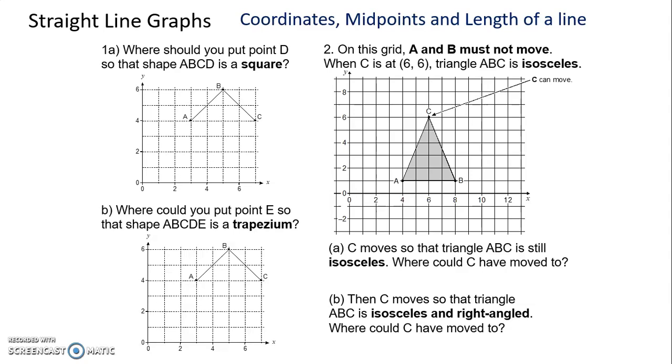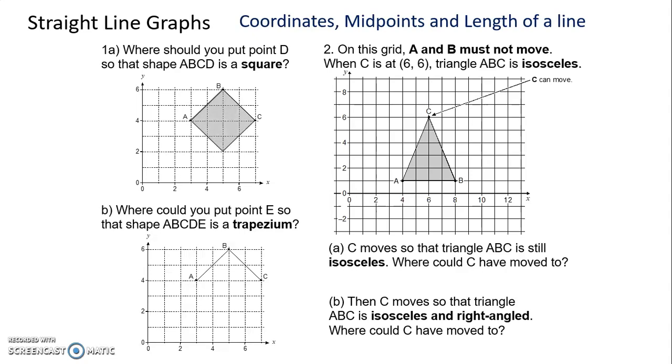Okay, so let's go through these then. So 1A, where would you put point B so that you had a square? That needs to be right here at the point 5, 2. There's only one option here, and people often forget that a square is still a square even when it's tilted onto its side. That is not a rhombus, it is not a diamond, it is still a square.